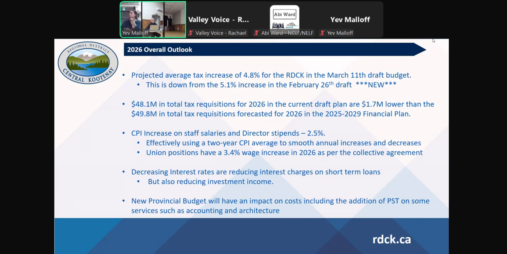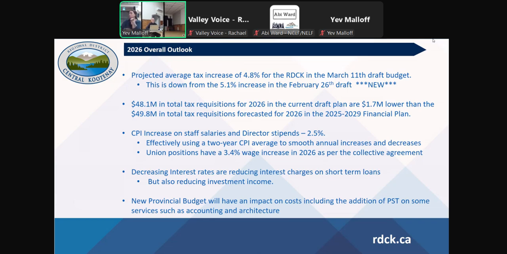CPI increase on salaries and director stipends is 2.5%. We've got some union positions that have 3.4% based on our collective agreement. Interest rates have continued to decrease into last year. It looks like they're holding steady now. So that's reduced some interest charges on short-term loans, but also reduced investment income.